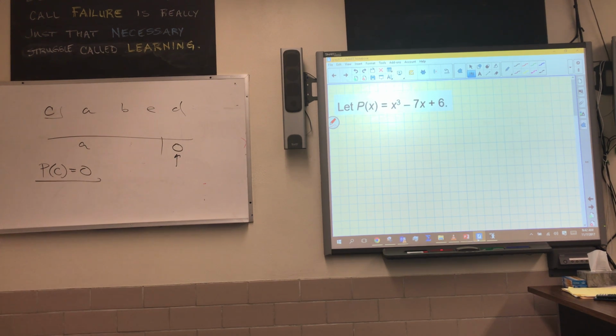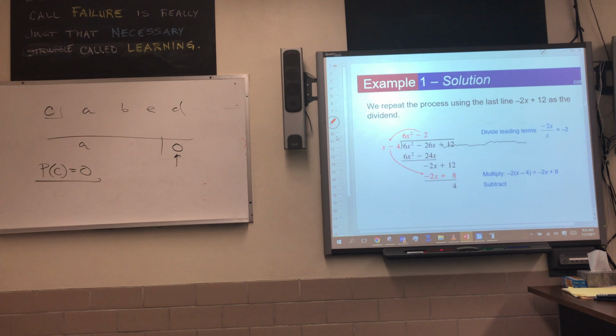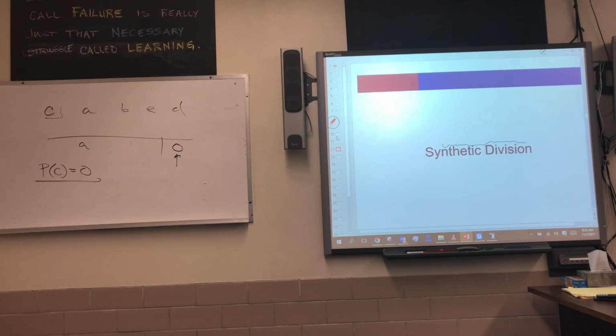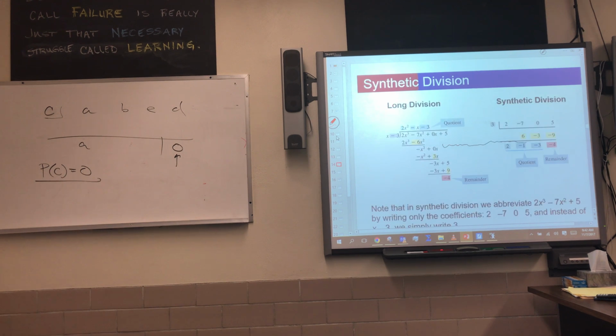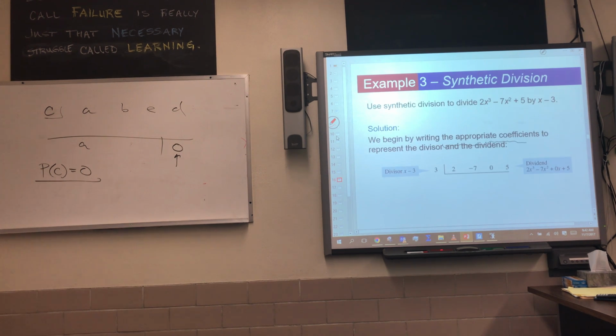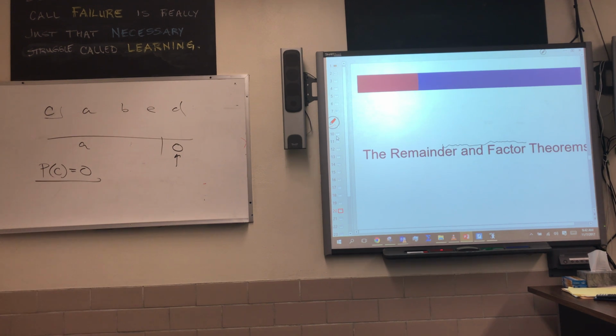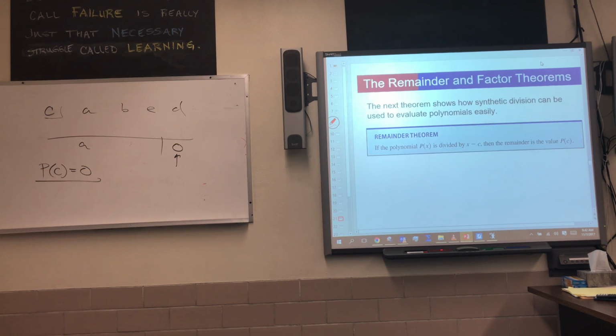Let's go to, so PowerPoint, a lot of the PowerPoint just walks you through those procedures with those examples in case you need to go back and look at how to do that again. Let's get down here to the remainder and factor theorem. These are two pretty simple theorems in regards to how they're written, but they become very useful to us in what we do. First one we'll talk about is the remainder theorem.